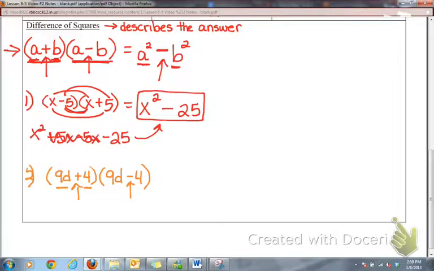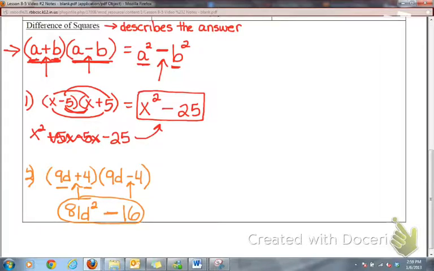So what is 9d squared, or 9d times 9d? Well, that's 81. I'm going to do this one below. That's 81d squared. And remember, there's going to be a minus sign in between them. And what's 4 squared? Well, that's 16. So your answer, if you FOILed it out, you would get 81d squared minus 16. But we don't have to use FOIL if we recognize the shortcut.